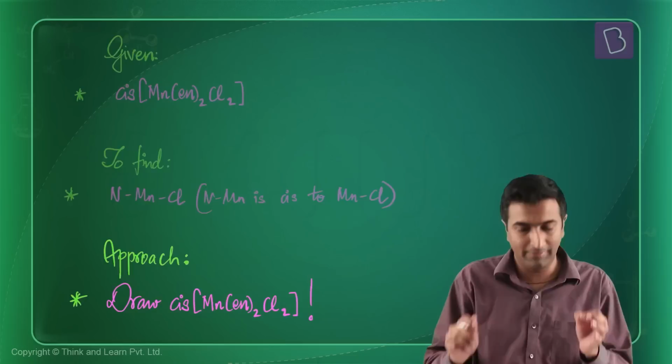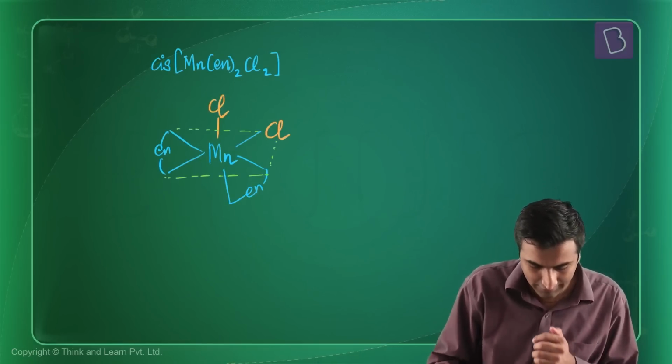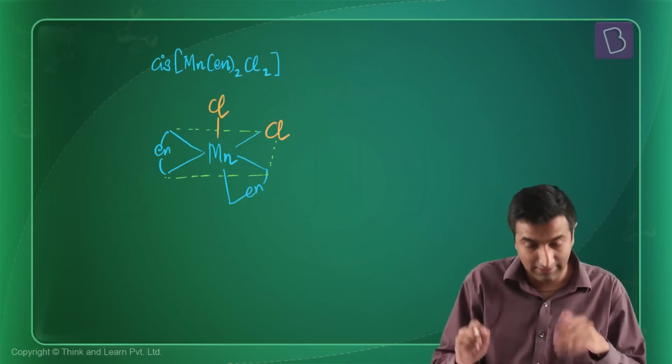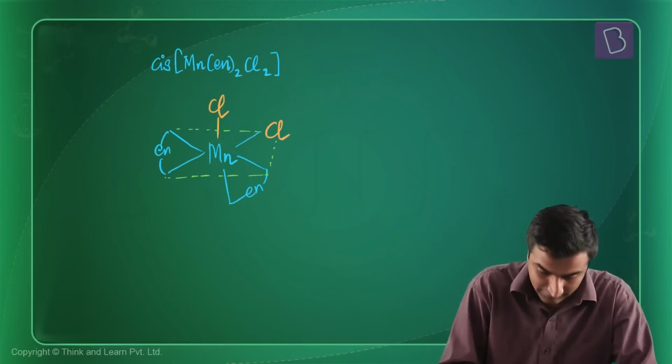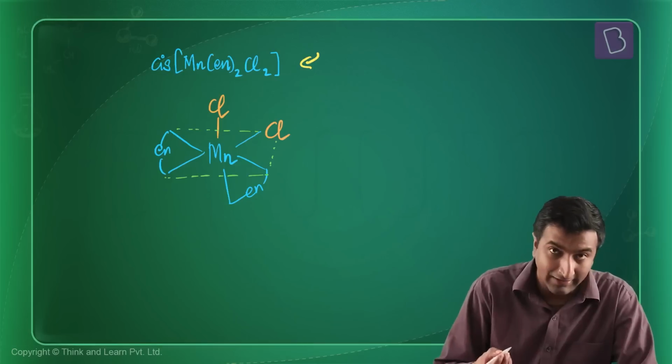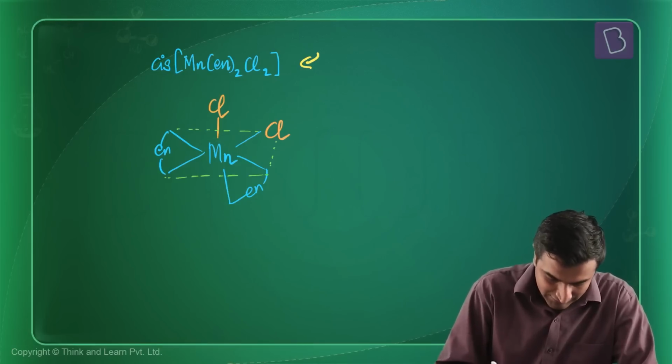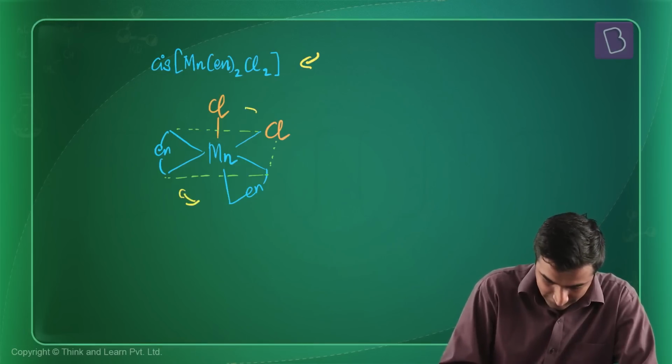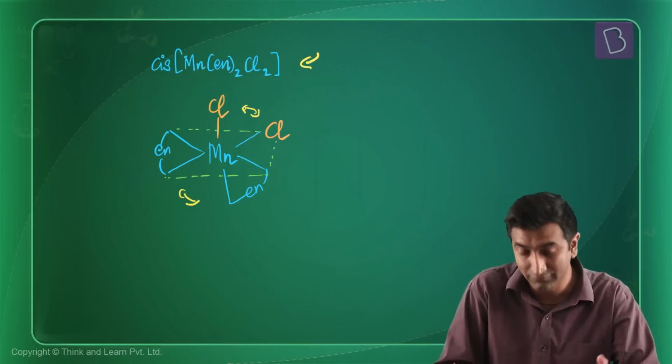So a little bit of practice required there. We'll go ahead and do that. Yeah. So here on the screen right now, you have this in blue, this cis [Mn(en)2Cl2]. Since en is a bidentate ligand, I've drawn it in this way. Now cis means that these are next to each other, and also these are next to each other. So this is the cis form of this isomer.